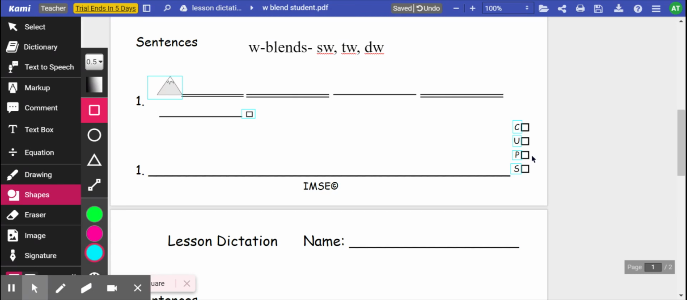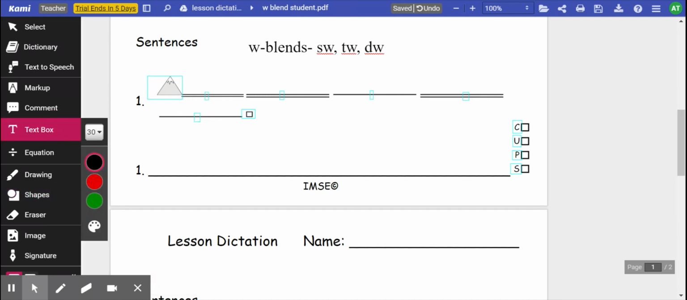So we only have 3 sentences that we're going to do that use the W blends. And the sentences are: Do you have a twin? So let's do it word for word. Do you have a twin? Let's focus on some of the sight words first because those are hardest.